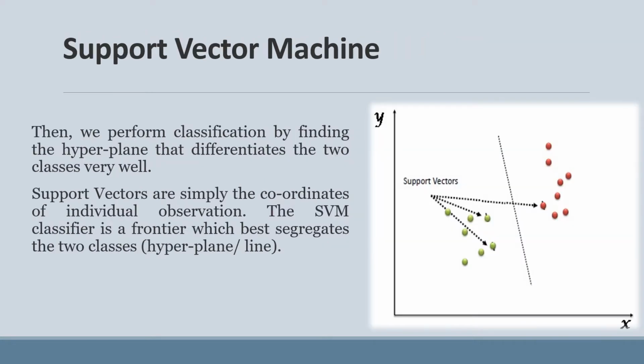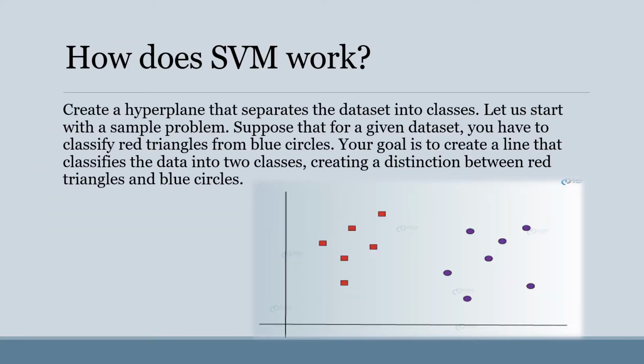In this figure, we see the red bubbles and green bubbles, and the center line is the hyperplane that differentiates the two classes separately. How does SVM work? In this example, let's understand the figure. Create a hyperplane that separates the dataset into classes.